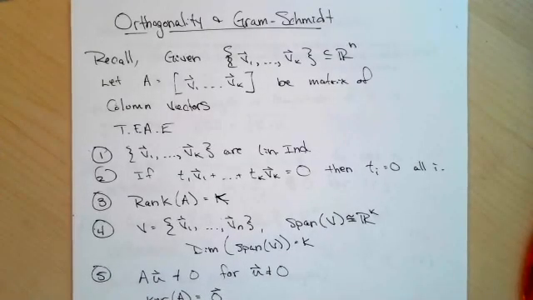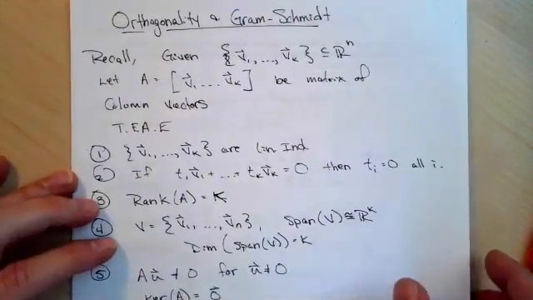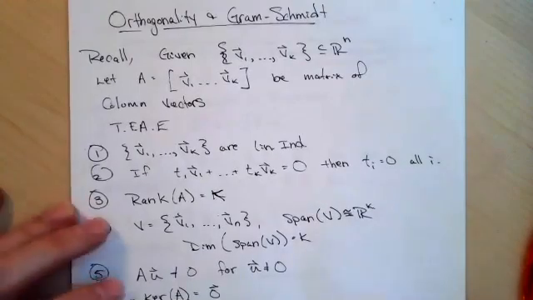Okay, so we left off with orthogonality and Gram-Schmidt. We got through the Gram-Schmidt process yesterday, and now we are left off with one problem. So let's go ahead and get to the end of our notes here.